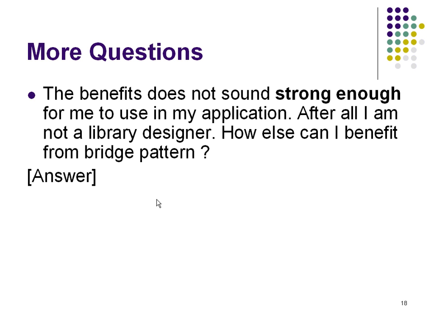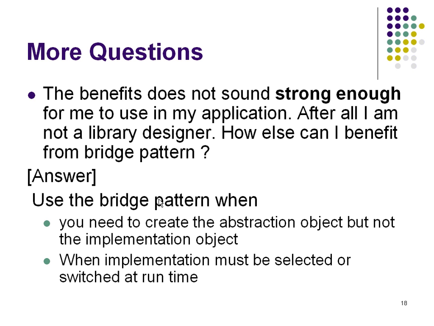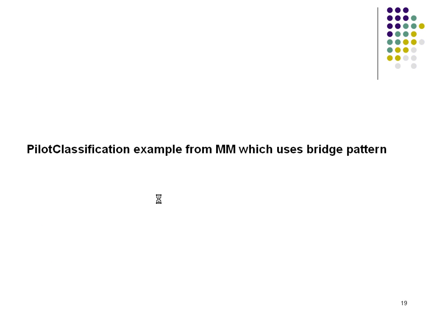Okay, more questions. The benefit which I see from example number 1 does not sound strong enough for me to use in my application. After all, I am not a library designer. How else can I benefit from the bridge pattern? Use the bridge pattern when you need to create the abstraction object but not the implementation object. Which means that I want to create the stack object, but I don't want to create the implementation object. This is not possible in solution number 1 for the stack, because the abstraction is very closely coupled with the implementation. And when the implementation must be selected or switched at runtime, even in those cases use the bridge pattern. Now let's look into the pilot classification example from MM and how that uses a bridge pattern.